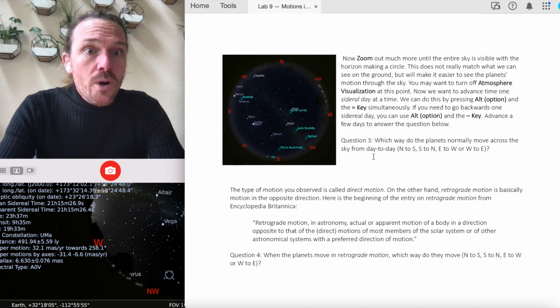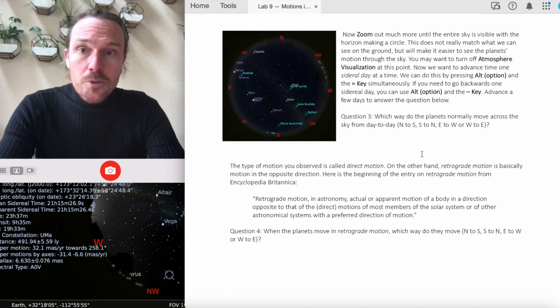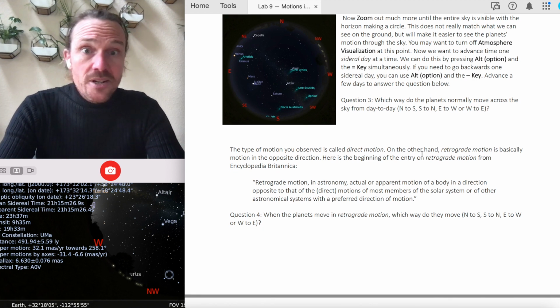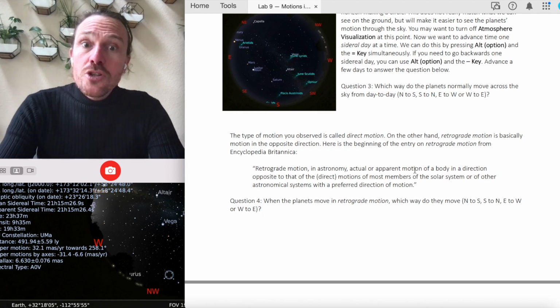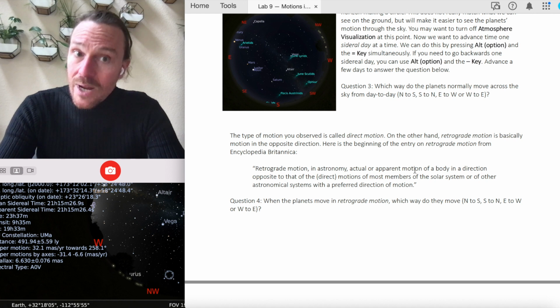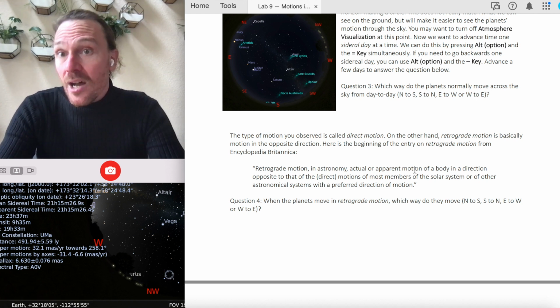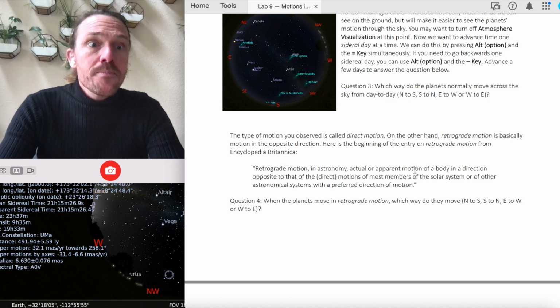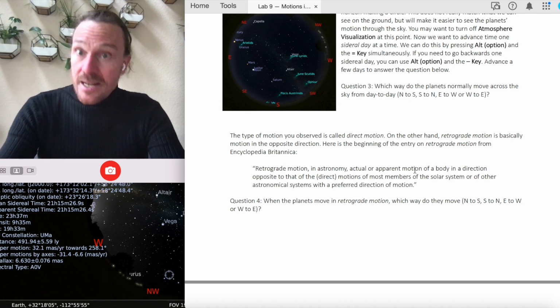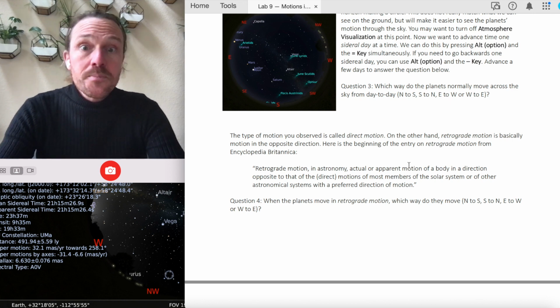Okay, so there's that general question though. Which way do they move? I think you should have an answer to that. So the type of motion you observed is called direct motion. On the other hand, retrograde motion, which we also saw because I advanced it quite a bit, and I was getting ahead on some of the ideas we'll see in the next couple questions, is basically motion in the opposite direction, opposite that dominant motion that is the rest of the time, most of the time.